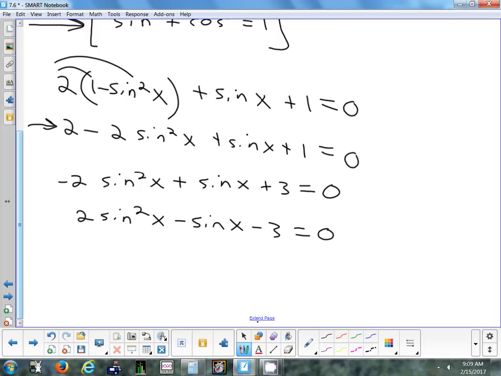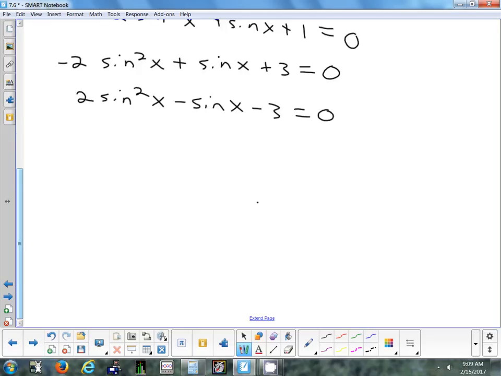All right, so now we're going to try to factor this equation, just like you would factor this: 2x squared minus x minus 3 equals 0. If you can factor what I just wrote on the right, you can factor this one. It's the same idea.